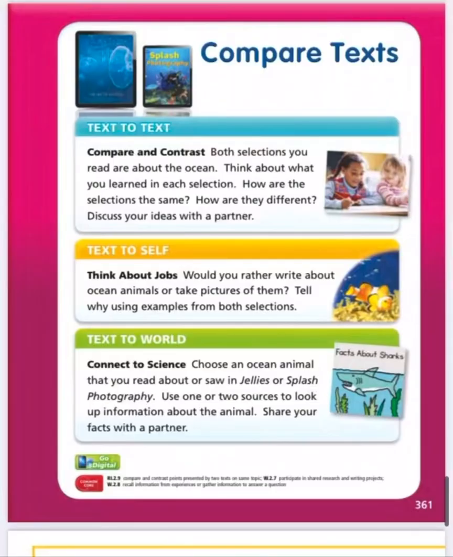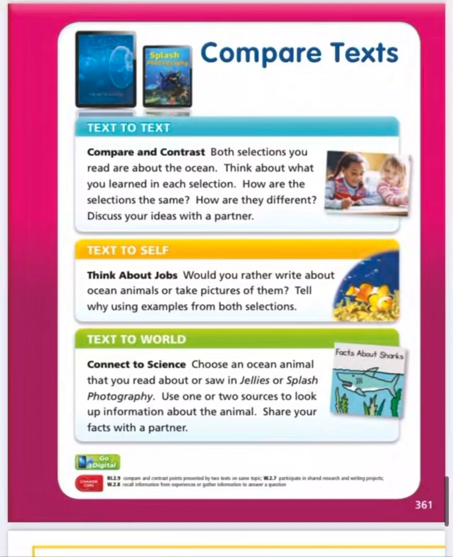Compare texts. Text to text. Compare and contrast. Both selections you read are about the ocean. Think about what you learned in each selection. How are the selections the same? How are they different? Discuss your ideas with a partner.